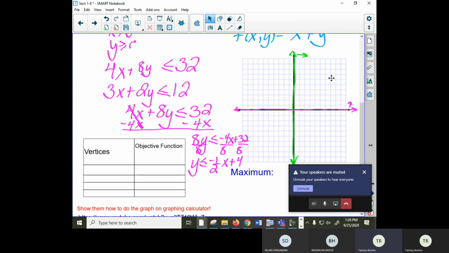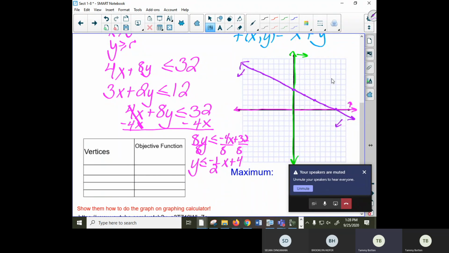Okay, so let's go up to 4. And our slope is negative 1 over 2, so that's down 1 over 2, which is the same as up 1, left 2. Okay, and this one is less than, so it's going to be below. Less than is always below.